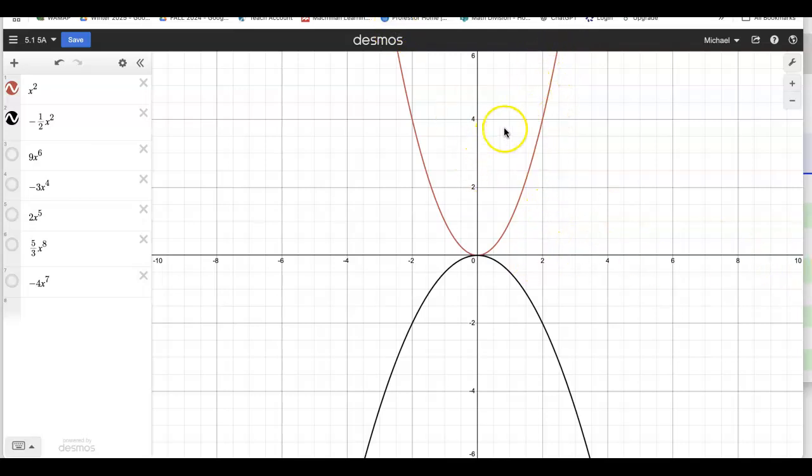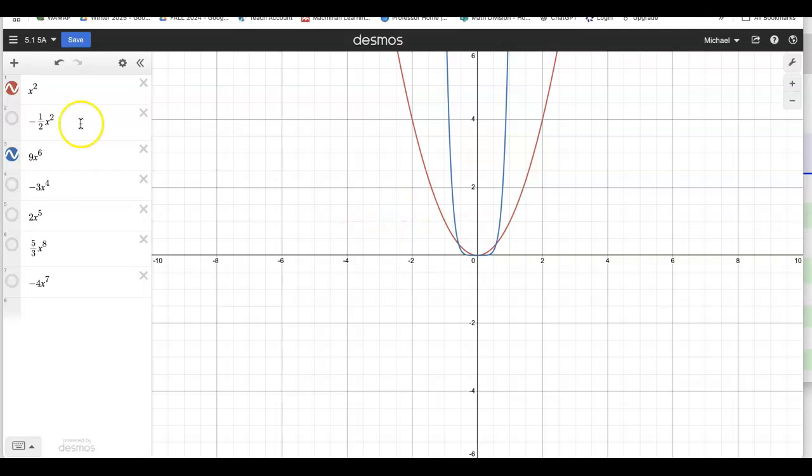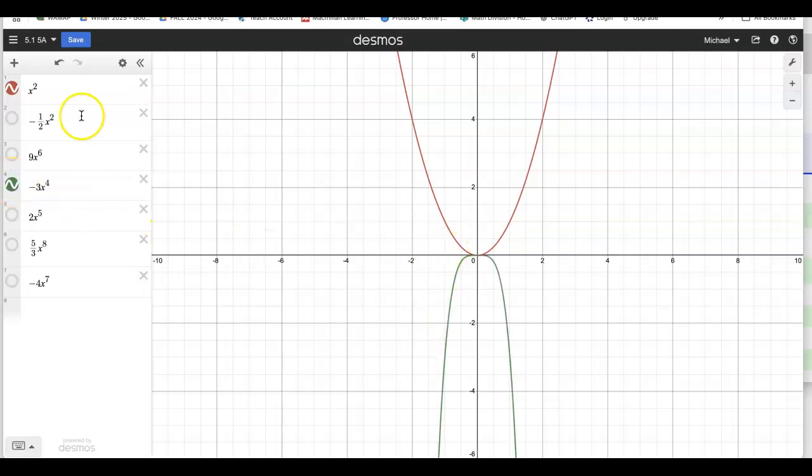As x gets large, this is just skyrocketing up to infinity, and these are both going to negative infinity, so they don't have the same end behavior. Let's check out 9x to the 6th. Notice it's positive, even powered. They're both going to positive infinity, so ultimately these two do in fact have the same end behavior. Negative 3x to the 4th is going to have the same problem as negative 1/2 x squared. It's going to be all negative, so it's kind of similar to that.